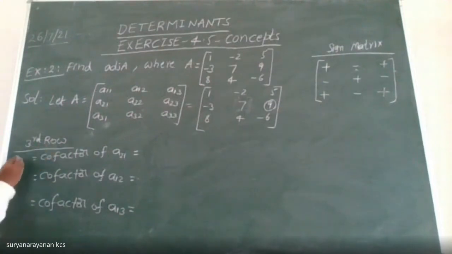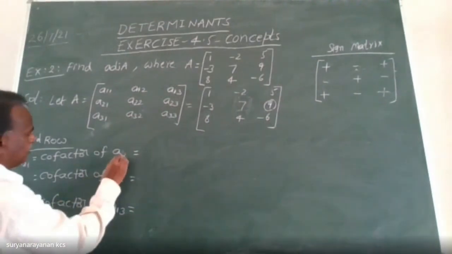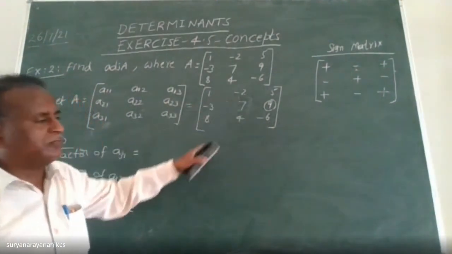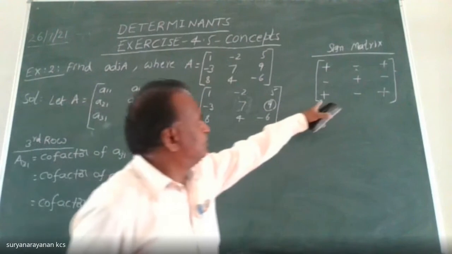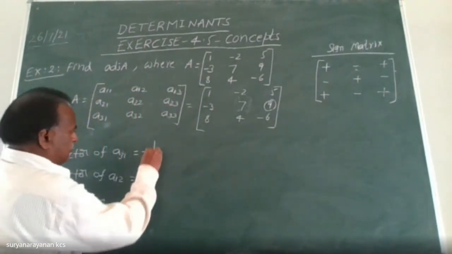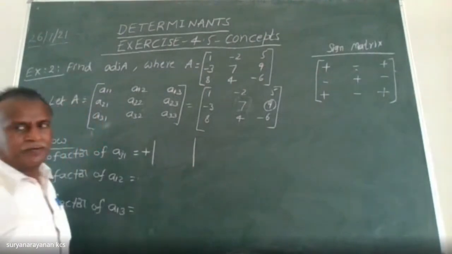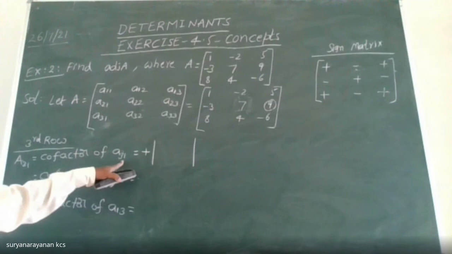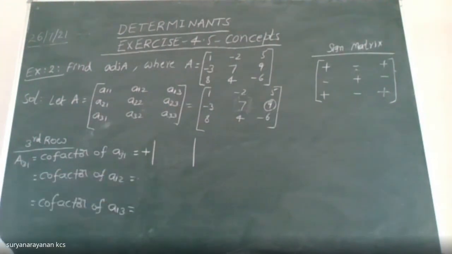So this is denoted by A31. Capital letter A31 denotes the cofactor of the element A31, third row, first column. What is the sign first? Sign plus. So plus, and minor. We have to write the minor of this element A31. How do you find the minor of this element A31?